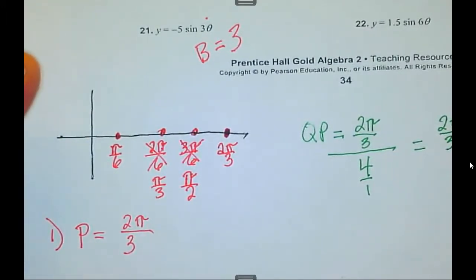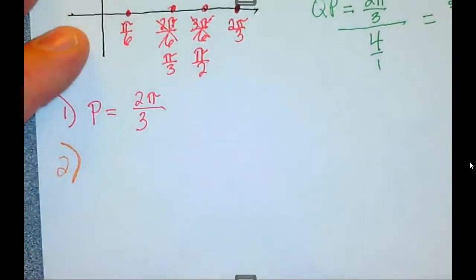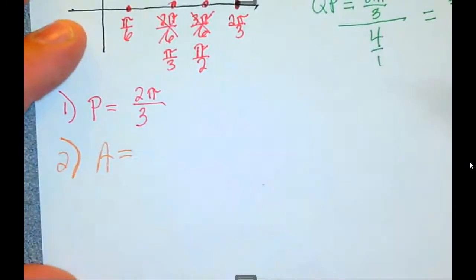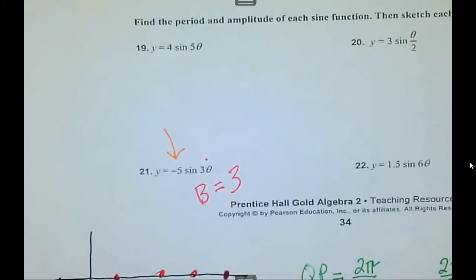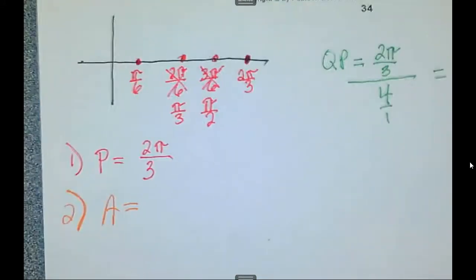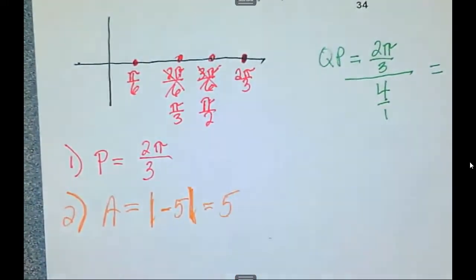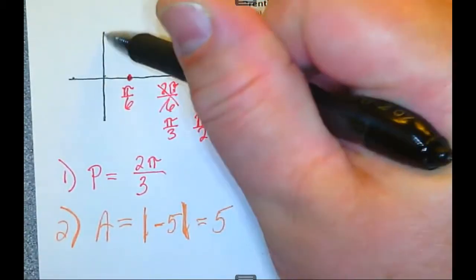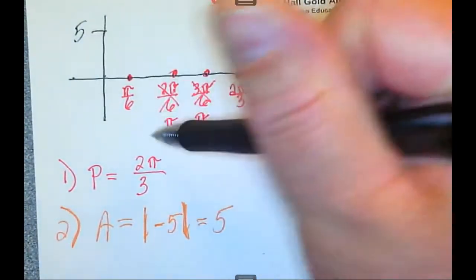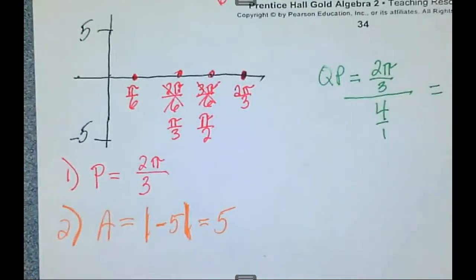Okay, next thing. I wish I had a different color pen. We need the amplitude. What's our amplitude here in our equation? 5. Okay, it's the absolute value of -5, which is 5. So from 0, we're going to go up to +5, and we're going to go down to -5. So there's our y scale.